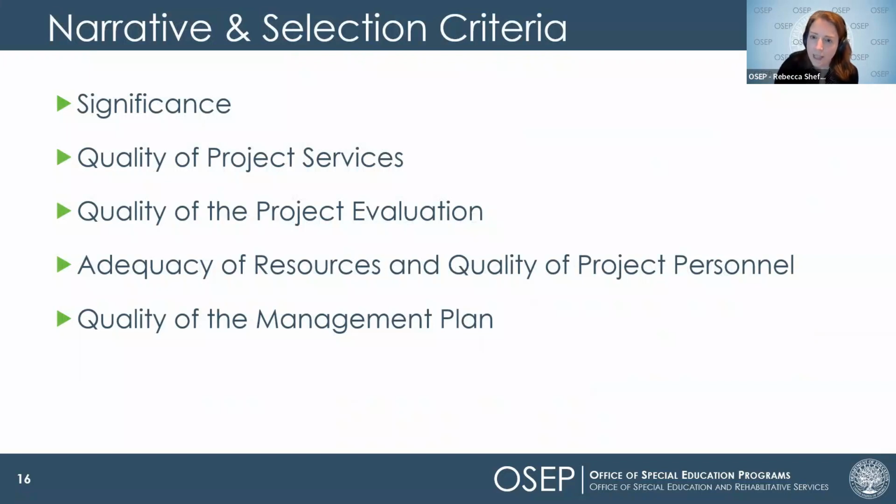The notice lays out how the application narrative should be divided into 5 sections. These 5 section headings are identical to the 5 categories of selection criteria used by reviewers to evaluate each application. I will go over the narrative sections and selection criteria and point out in general terms what should be addressed in each section of the narrative and how reviewers will consider each selection criteria. Please read the notice carefully, since the information contained in the notice is significantly more detailed.